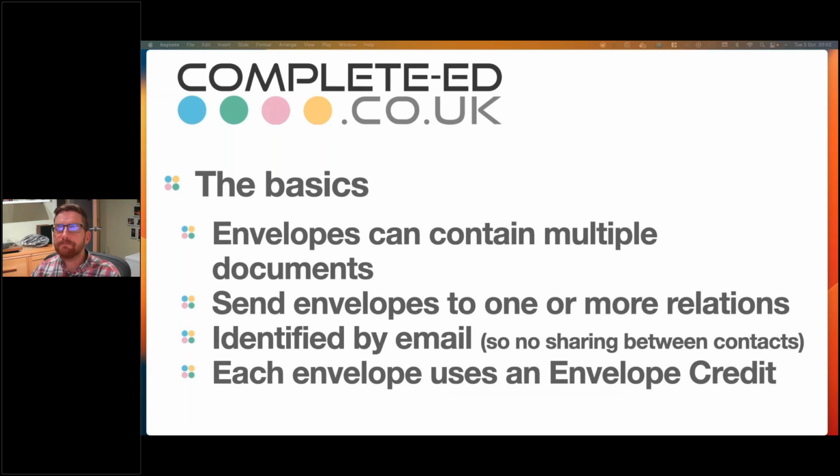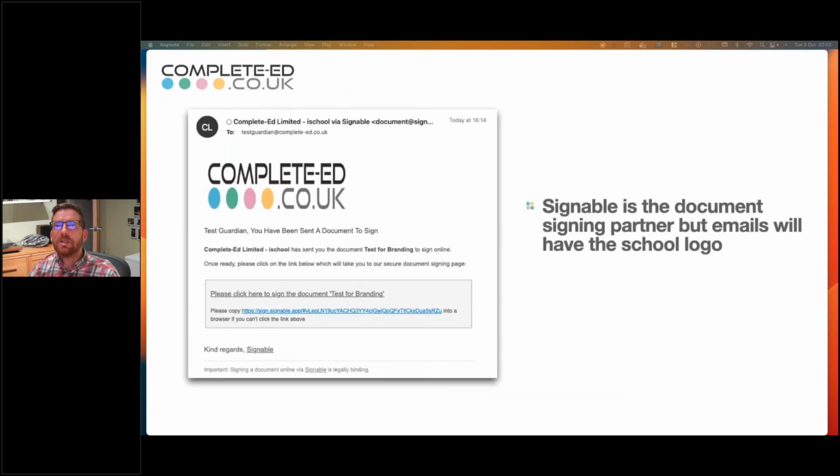When you send it out, the recipient will get a branded mail saying that they've been sent a document. Where the CompleteEd logo is here, it will be replaced by the school's branding, and where it says CompleteEd Limited iSchool, it will be replaced by the school's name. Signable is our partner for this, so it does mention Signable on there. That's the company that runs it and maintains the legally binding ledger of signatures and information that goes with these.